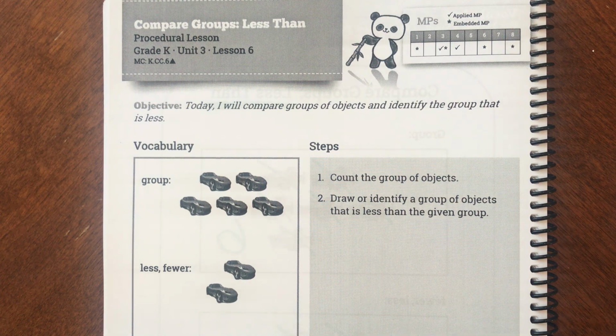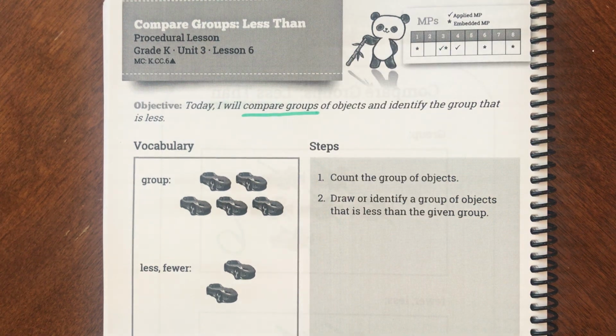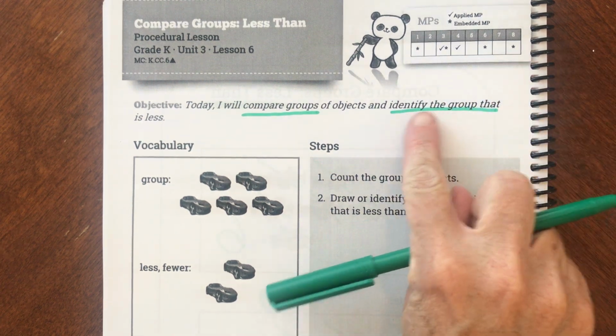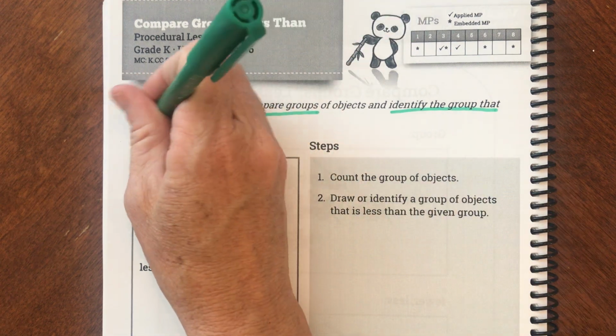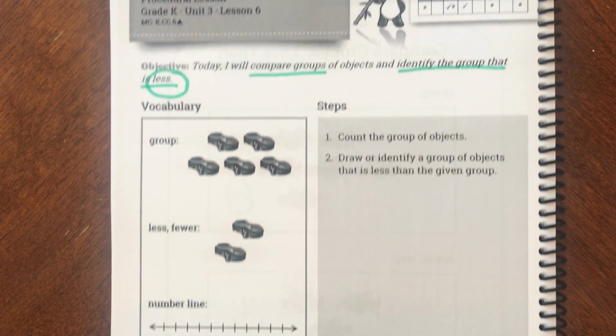So it says today I will compare groups. So when we compare groups, we're going to look at two different groups. And what they want us to do is identify the group that is less. Our main word is less today. And identify just means we're going to find the group that is less. Okay, so let's look at our vocabulary today.